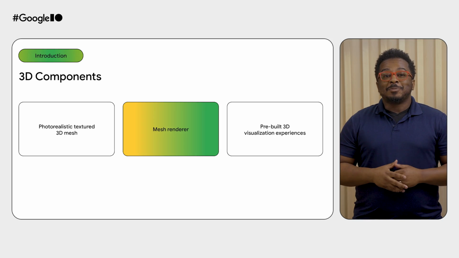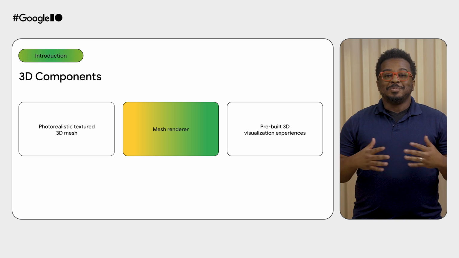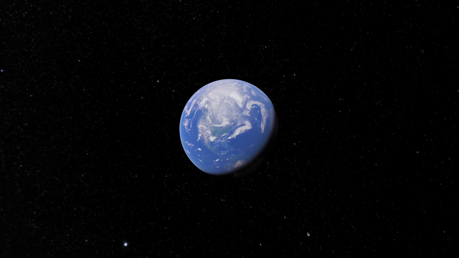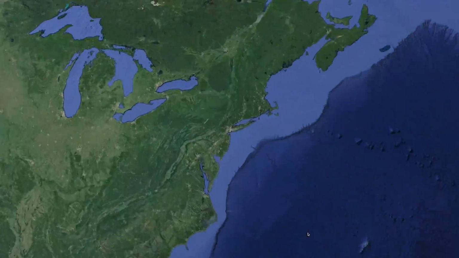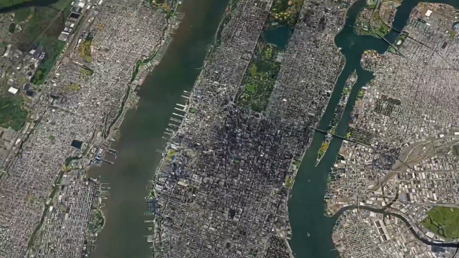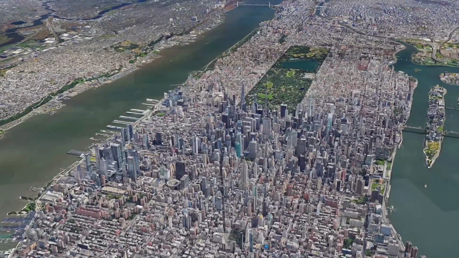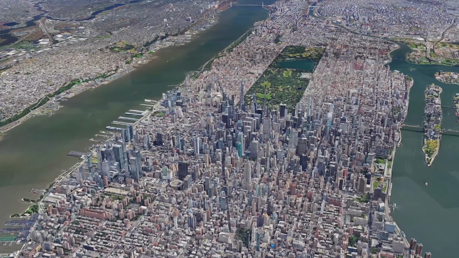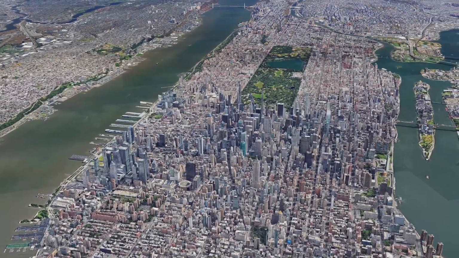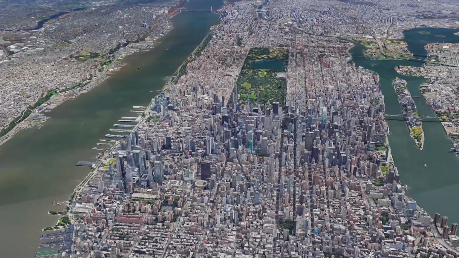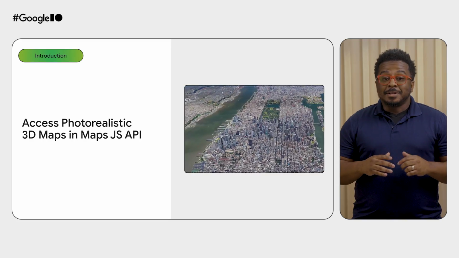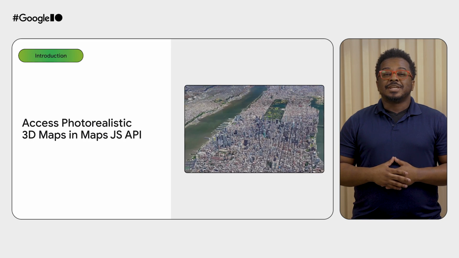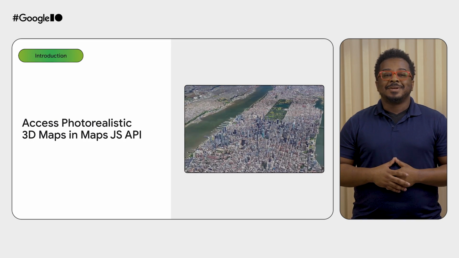Well, today, I'm thrilled to share that we are launching the third component for JavaScript Maps developers, the Mesh Renderer. Starting today, you can access Google's photorealistic 3D maps through the same Maps JavaScript API you already use. For the first time, you can take advantage of Google's proven rendering technology to deliver rich 3D maps at the speed your users expect. And the best part is that you can get started with just one single line of code. Let me now hand over to our lead engineer on this project, Aleh, to walk you through a demo.